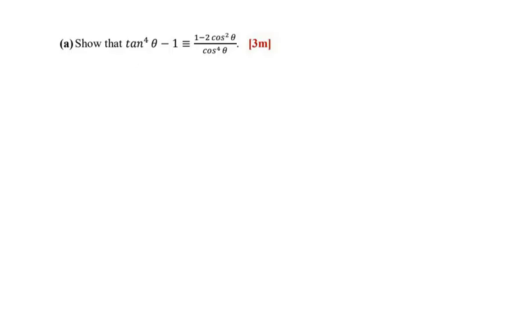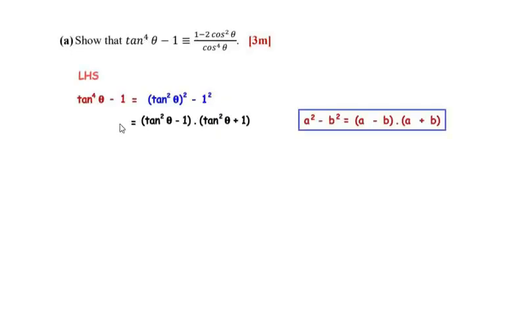Show that tan raised to 4 theta minus 1 is equivalent to 1 minus 2 cos square theta over cos to the power of 4 theta. So here we have to prove that the left hand side expression is equivalent to the right hand side expression. So let us start simplifying the left hand side terms and try to get it equivalent to the right hand side terms. So the left hand side terms are tan to the power of 4 theta minus 1.